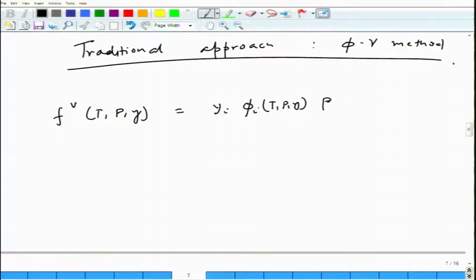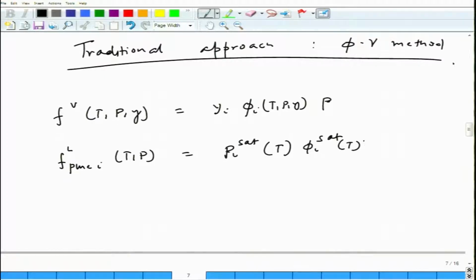For liquid, we know that the fugacity of pure liquid i at temperature and pressure is Pi sat(T) phi i sat(T), again at T, and then you have this Poynting correction, exponential of the integral from Pi sat to P of ViL, that is the molar volume of liquid, over RT dP.